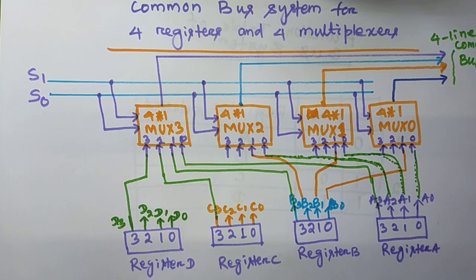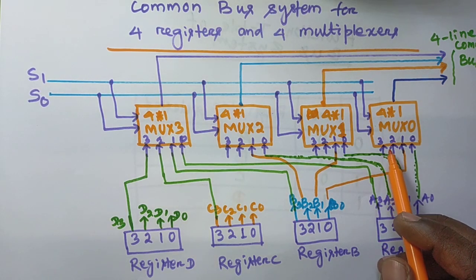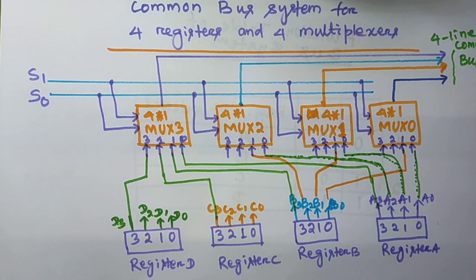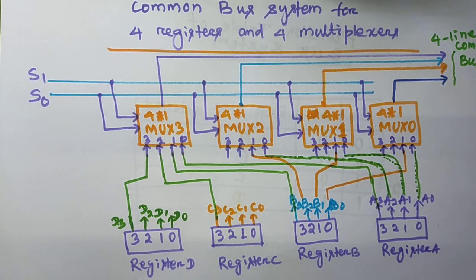Whenever you watch my videos several times, then you can find out how it is effective and how it is connected to the individual multiplexers, from register to multiplexer. Then a particular type of register transfers its data to the multiplexer, and that multiplexer transfers the data to the 4 line common bus. Then it is easy to identify, define and construct this kind of common bus with 4 registers and 4 multiplexers.